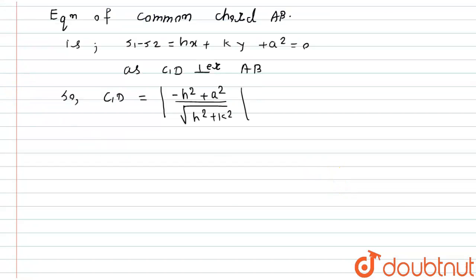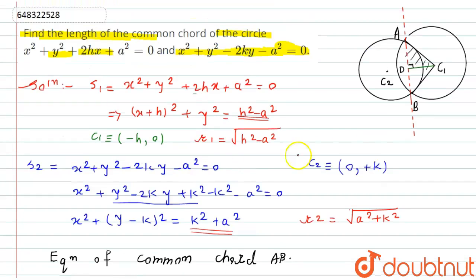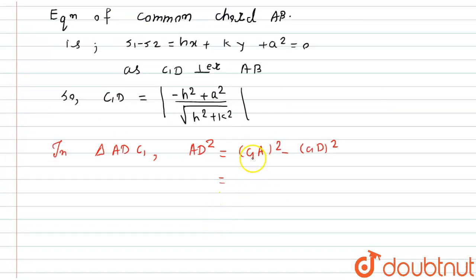Let us say, in triangle ADC1, by using Pythagoras theorem, I can write AD square equals C1A square minus C1D square. Now if you substitute the values, what is C1A here? C1A is nothing but the radius of this circle, that is R1. So it simply becomes R1 square minus C1D.